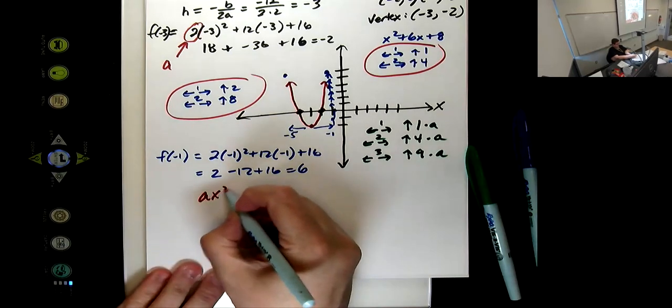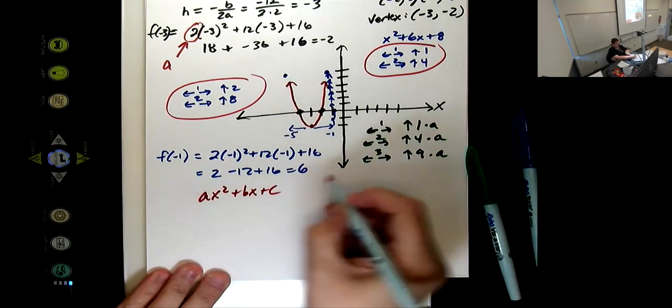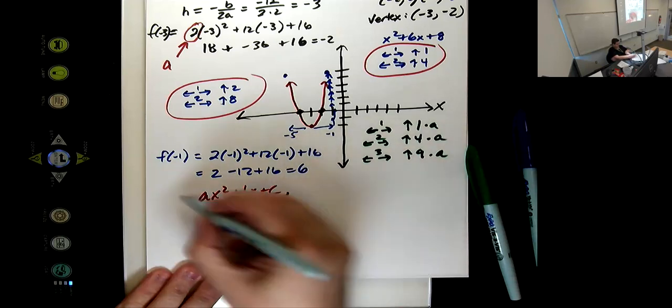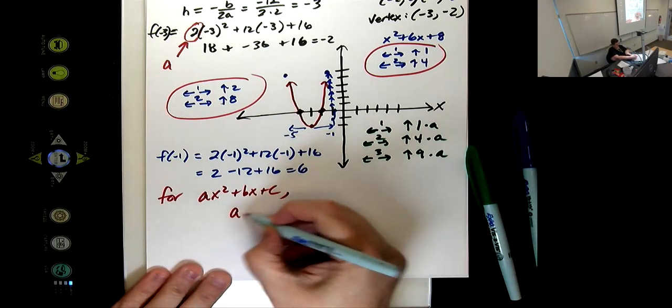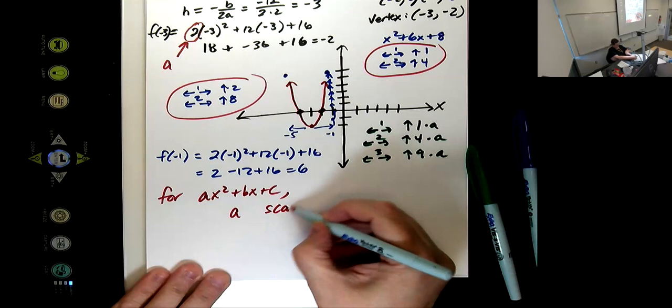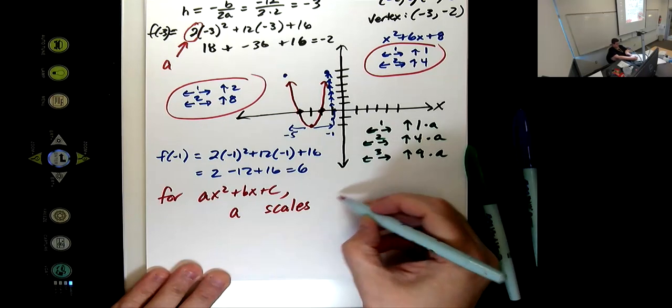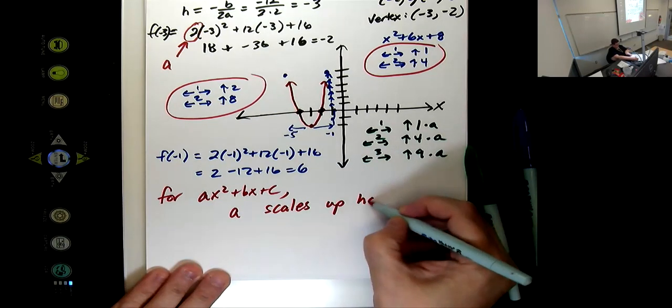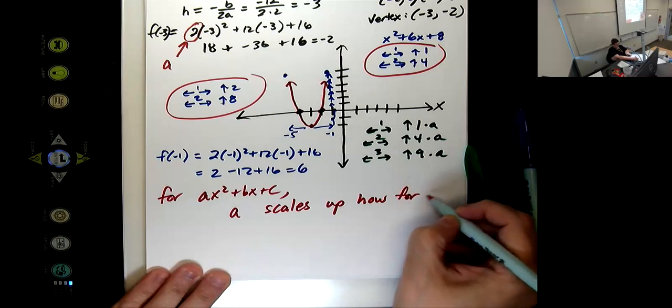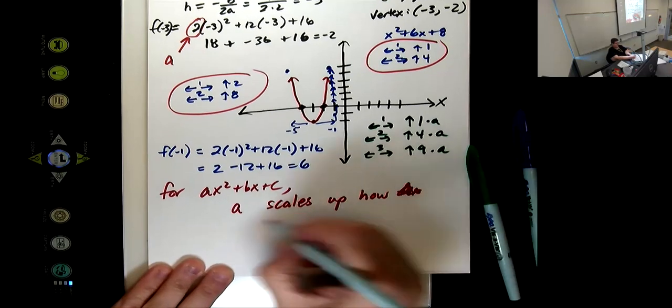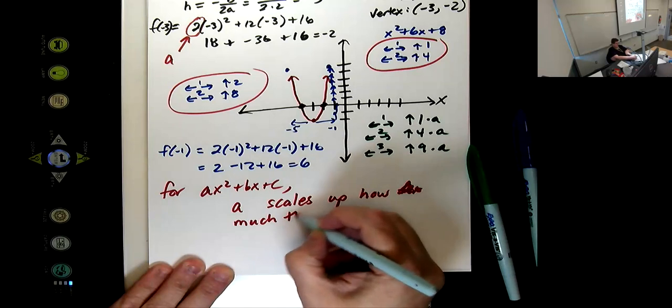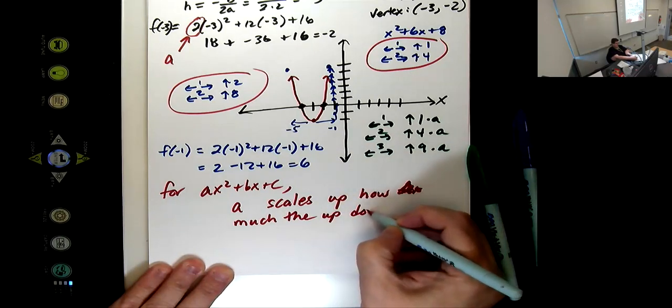For ax squared plus bx plus c, A scales up how far the up down is, or how much the up down is on graphing.